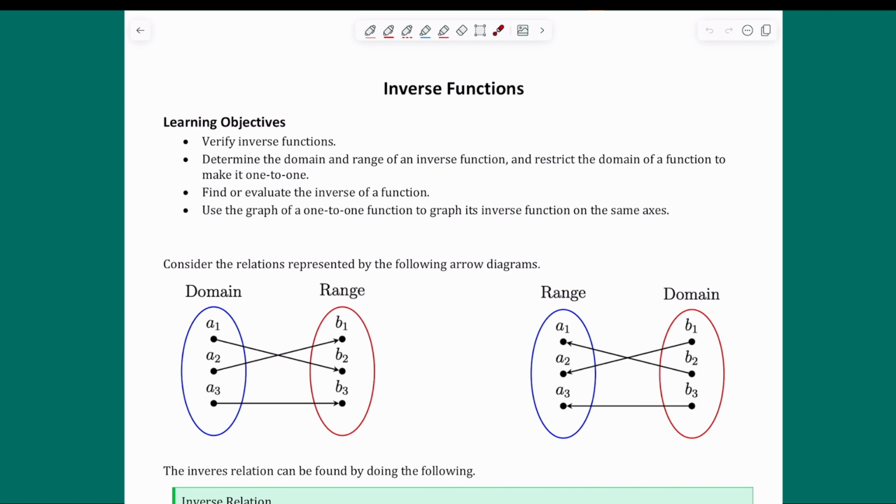And so the inverse relation is nothing more than going backwards. So now the domain and range kind of swap. This time, since A2 went to B1, we reversed the arrow, and B1 now goes to A2. A1 went to B2, so now B2 goes to A1, and likewise B3 will now go to A3 since A3 went to B3 in the previous relation. So that there is what we call the inverse relation.